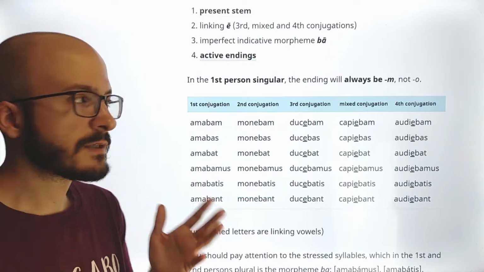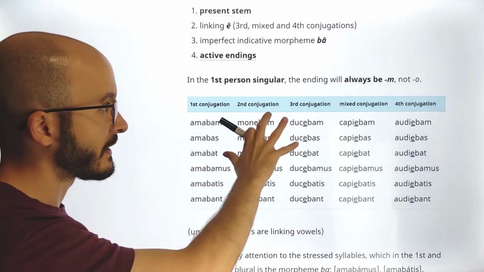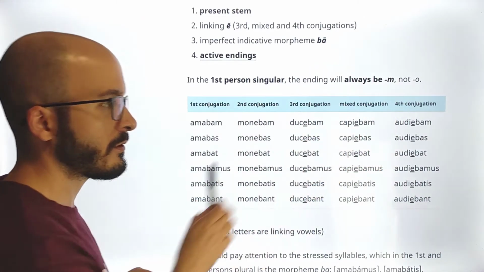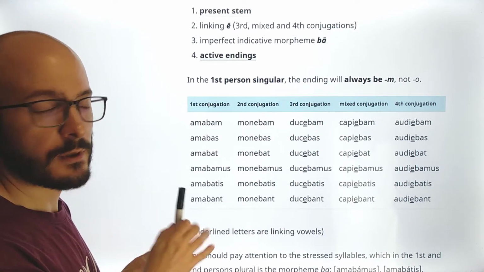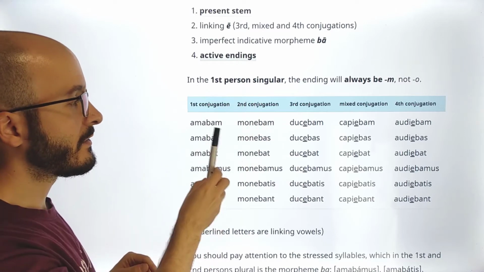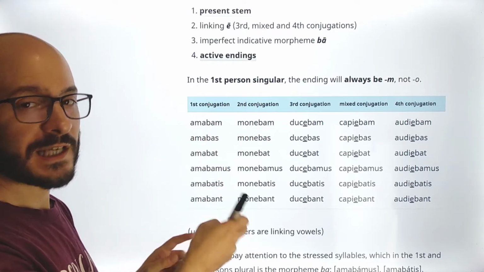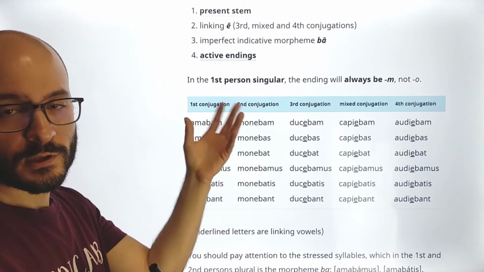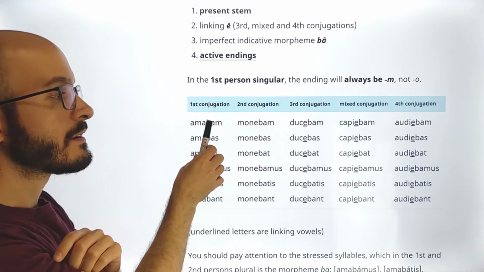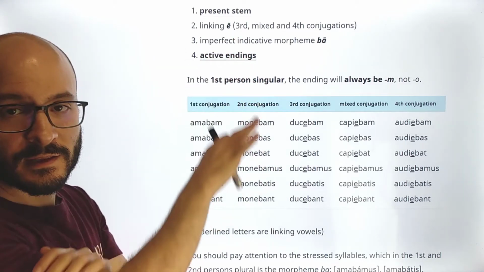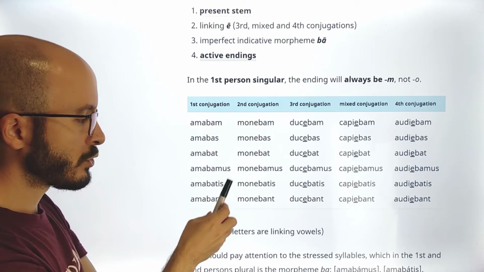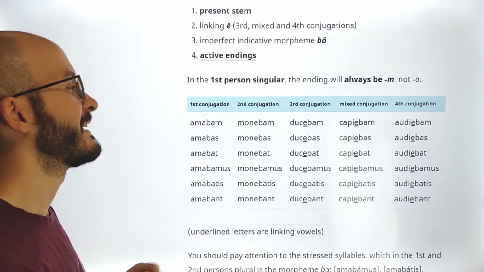Of course, this is clearer if we check the table. Here we have the first, second, third, mixed, and fourth conjugations. And if you remember, when we were studying the active endings, we said that in the first person singular, sometimes it is o, for example in the present tense, and sometimes it is m, for example in the imperfect. But the rest of the endings are the ones you already know: s, t, mus, tis, nt, okay?